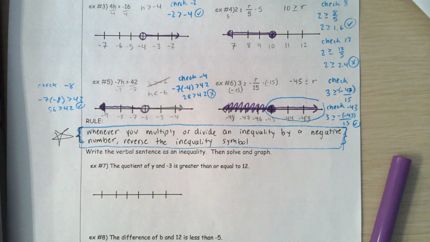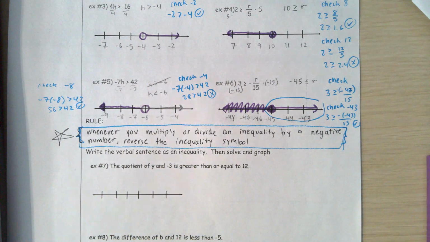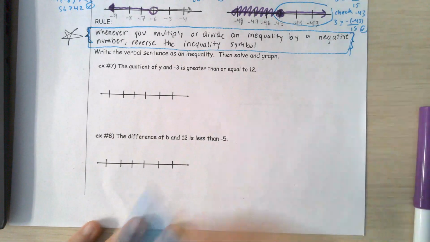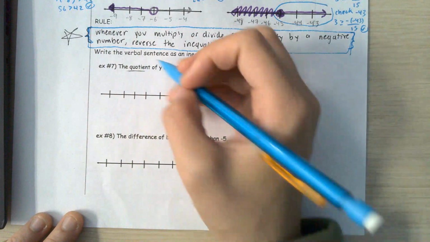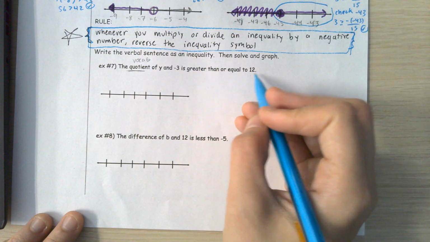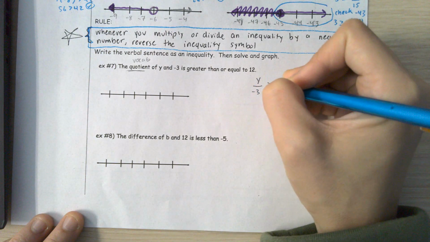Okay, so now we're going to write the verbal sentence as an inequality and then solve and graph. So this is stuff that you've sort of done a while back, right? Turning words into equations. Okay, so we have the quotient, that's a vocab word, of y and negative 3 is greater than or equal to 12. So we have y over negative 3 is greater than or equal to 12.